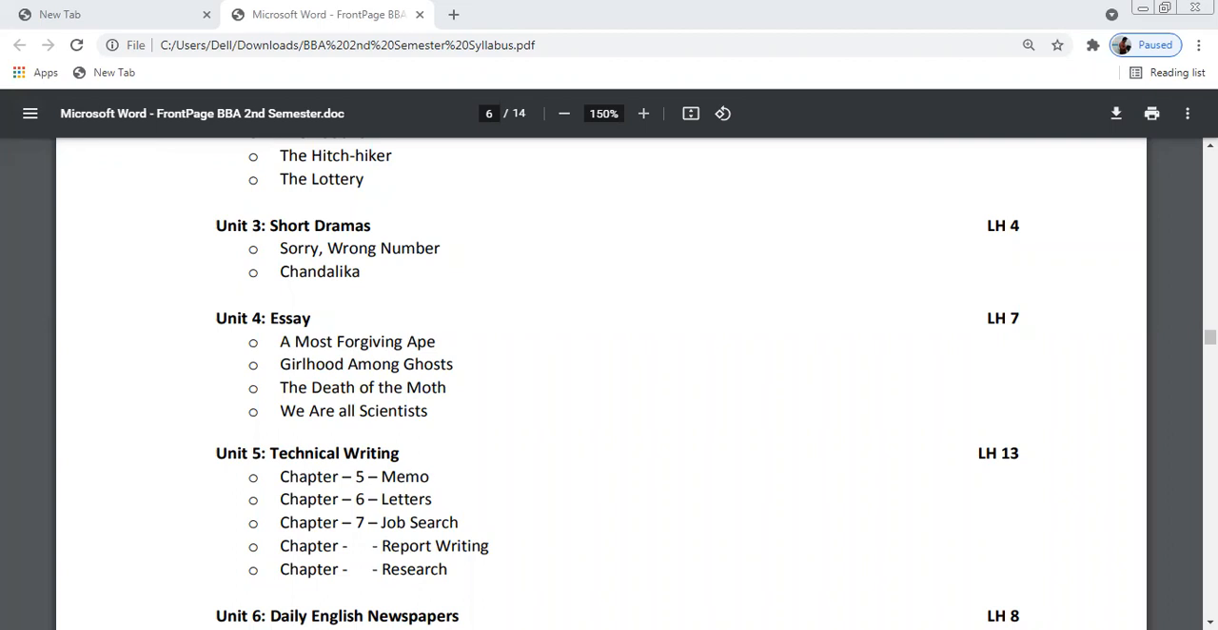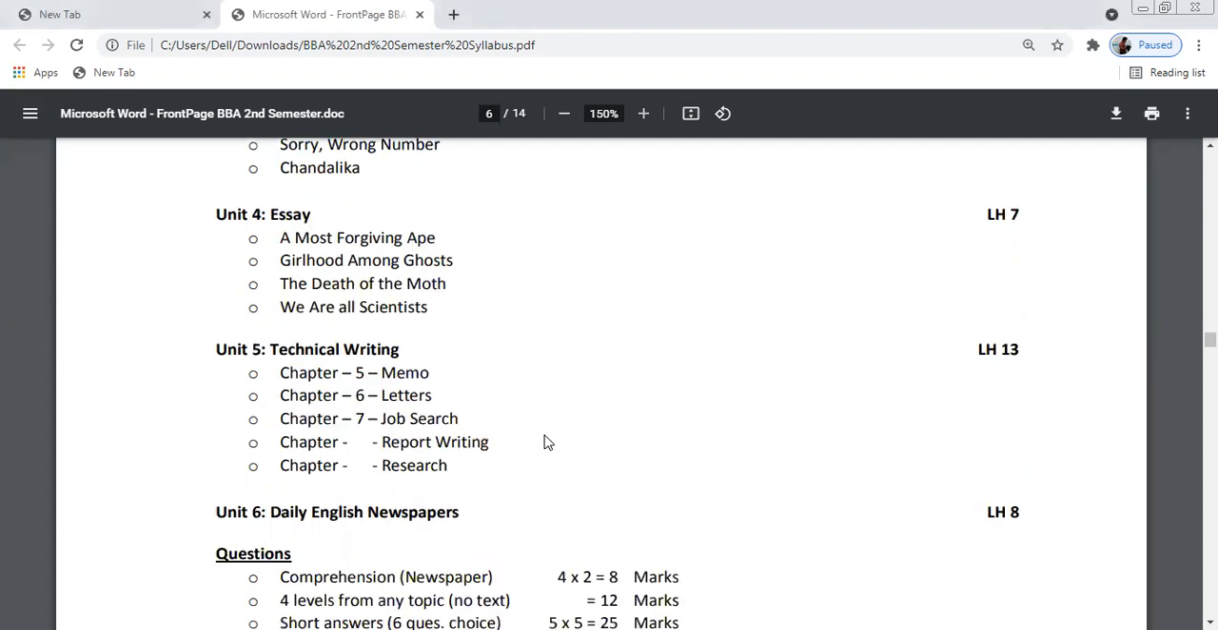Then unit 6 is about the daily English newspaper. Here students have to learn about the English newspaper. So students have to learn unit 6 in BBA second semester.